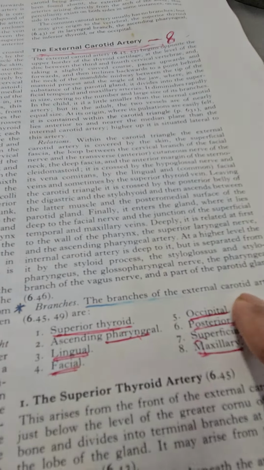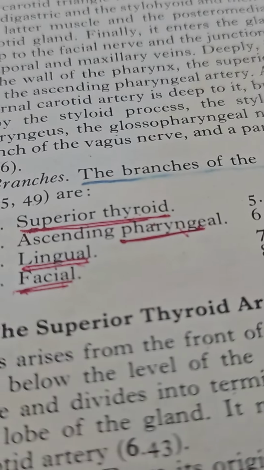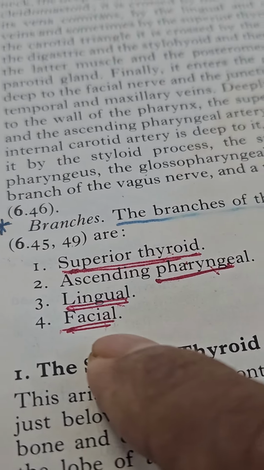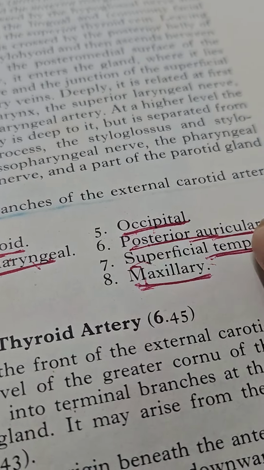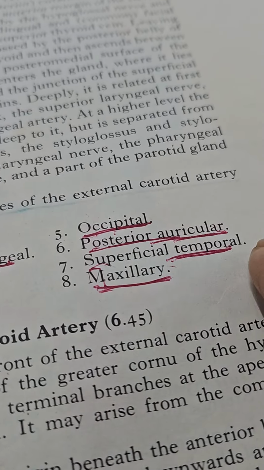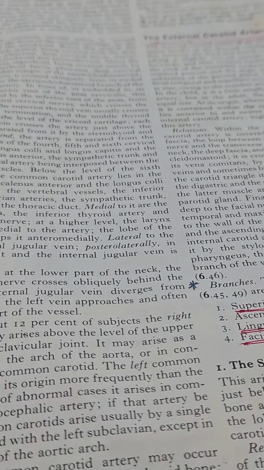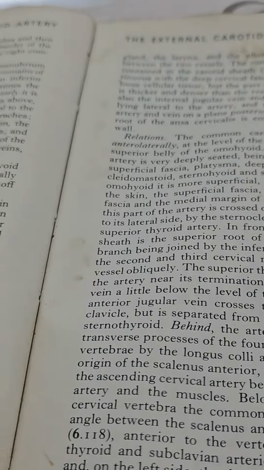External, outward. And the branches of the external carotid artery are 8 in number. Superior thyroid artery, ascending pharyngeal artery, lingual artery supplying the tongue, facial artery supplying all the facial muscles, occipital artery at the backside of the head, posterior auricular artery behind the ear, superficial temporal artery, maxillary artery. So there are 8 branches of the external carotid artery.